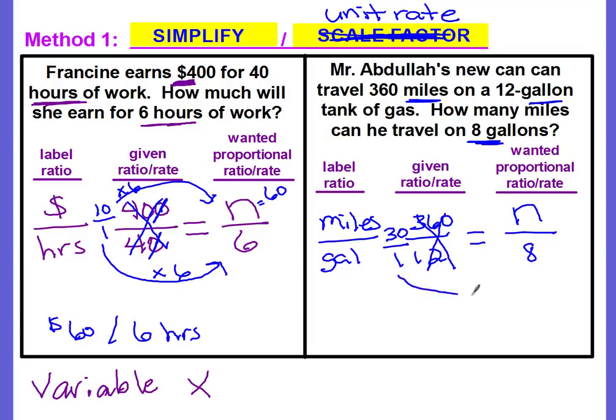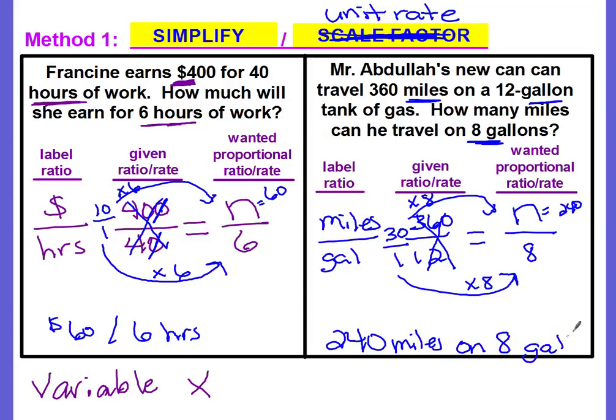and now I can use the scale factor. 1 times 8 will give me 8, so I multiply 30 times 8, and my unknown amount is going to be 240. So he can drive 240 miles on 8 gallons of gas.